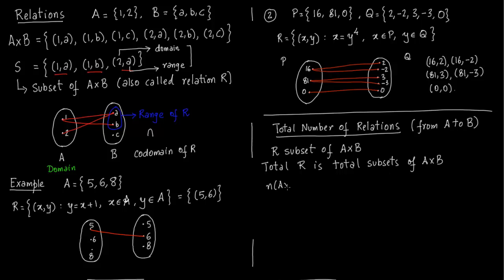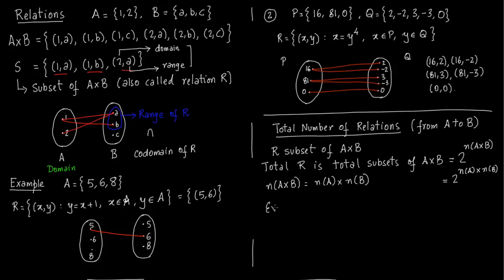So what is the total number of subsets of the Cartesian product? You have seen this before. The total number of subsets of a Cartesian product is 2 raised to the power of the number of elements in the Cartesian product. So the number of elements in A times B is n(A times B), and the total number of subsets is 2 raised to the power of the number of elements in A times B. So this is the total number of subsets of the Cartesian product. Since a relation is nothing but a subset of the Cartesian product, this also denotes the total number of relations.